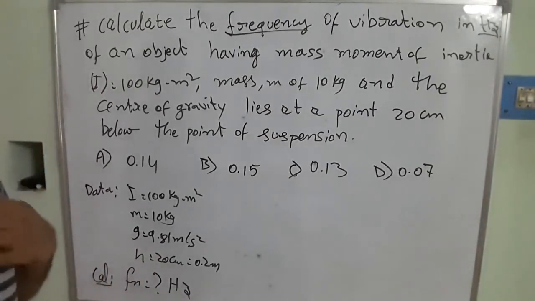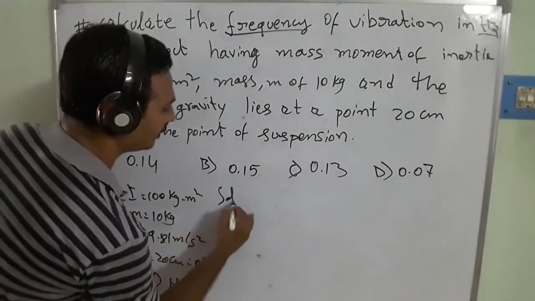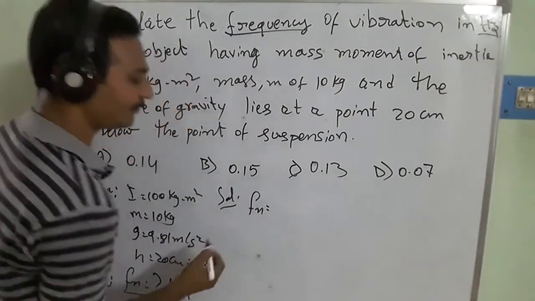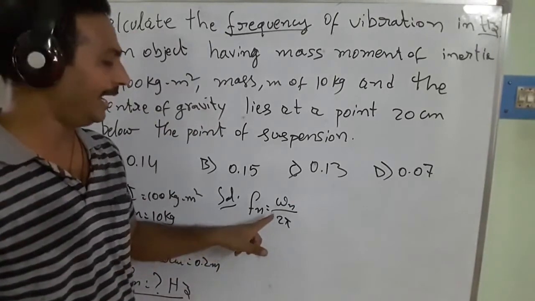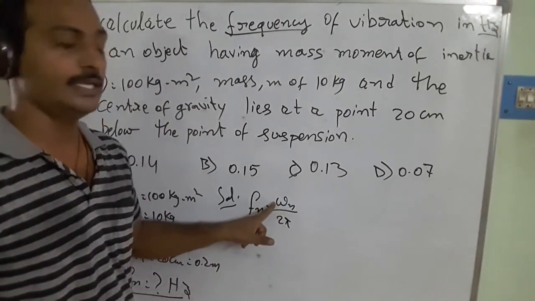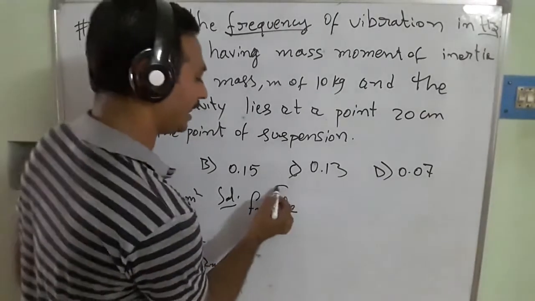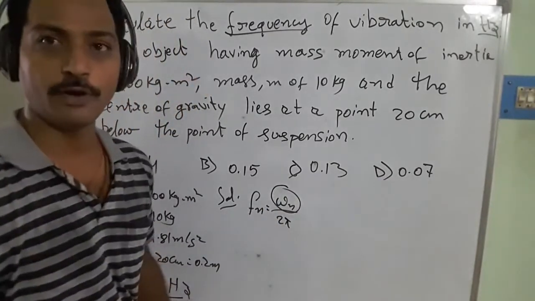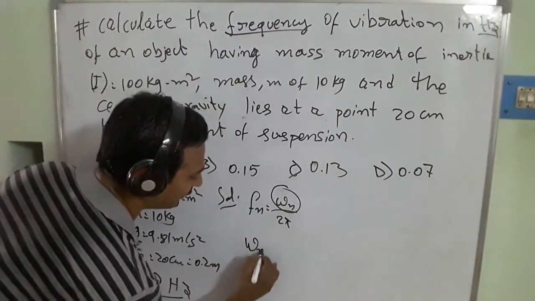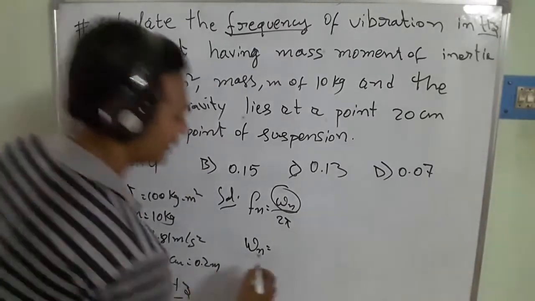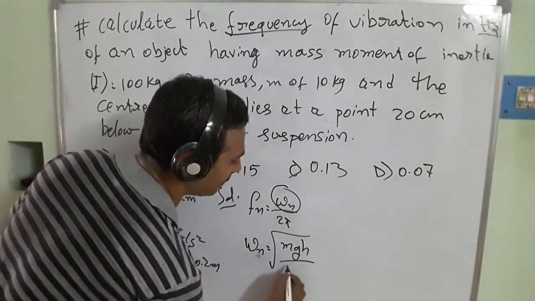So what formula are we going to use? Initially I write in the reverse direction: Fn is equal to omega n by 2 pi. If I am able to get omega n, the circular frequency, I can easily calculate the natural frequency of the system. So how could you calculate omega n? For the compound pendulum, we have the formula omega n, the circular frequency, is equal to the square root of mgh by I.